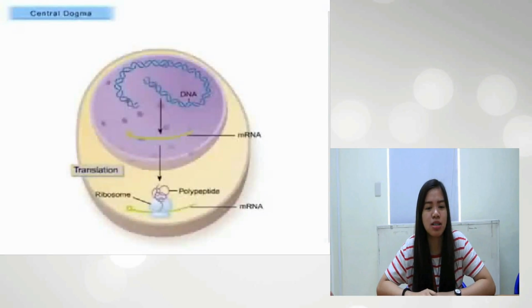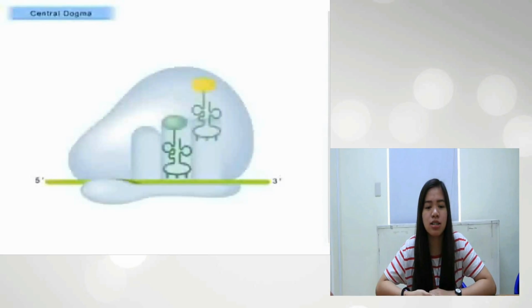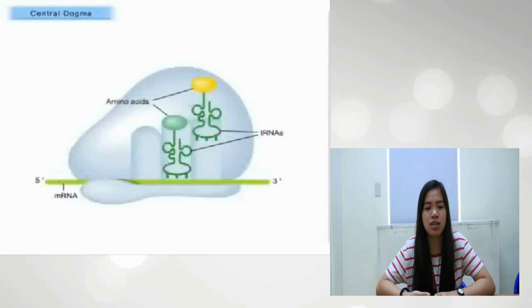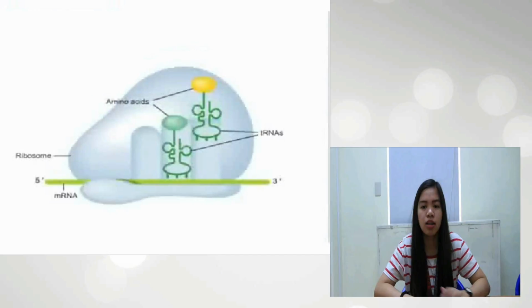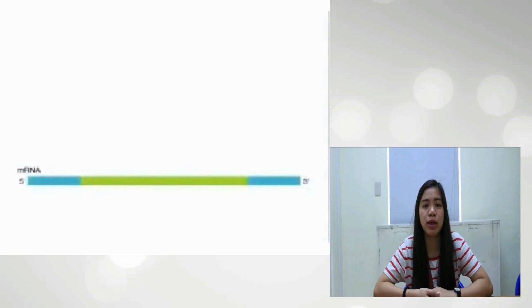Translation is the process whereby the base sequence of the messenger RNA is converted to an amino acid sequence of a polypeptide. This involves an mRNA, tRNAs, amino acids, a ribosome, and other accessory proteins. The mRNA consists of three main parts.